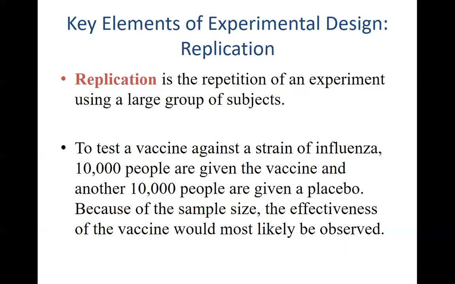Now, let's say they wanted to test a vaccine against a certain strain of influenza. So 10,000 people get the vaccine and another 10,000 are given a placebo. Because of the sample size, was it replicated a large number of times? If you have 10,000 that get it and 10,000 that don't, as opposed to only 100 who got it and 100 who didn't, the more times you repeat it, the more valid your results would be, right?